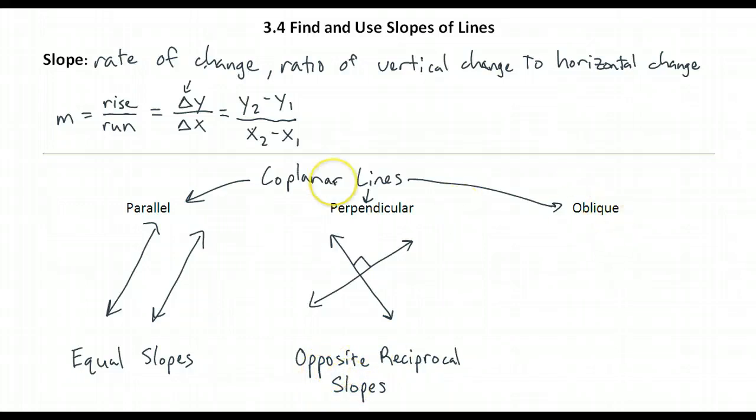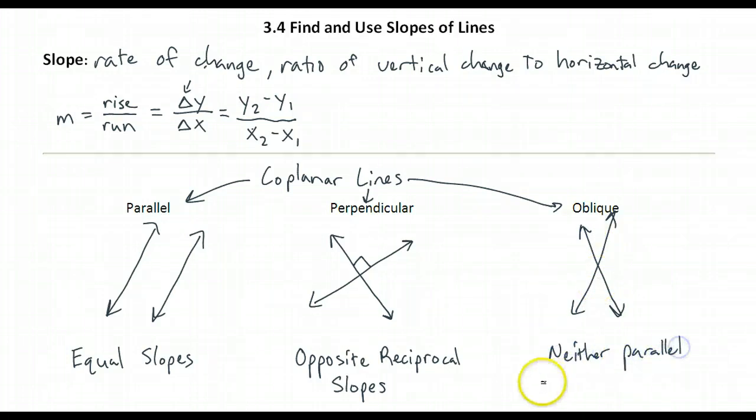And the last kind of coplanar lines are oblique lines. Two lines in the same plane that intersect, but they don't intersect to form a right angle. Oblique lines are neither parallel nor perpendicular. They are just intersecting lines. Their slopes are not equal, and they're not opposite reciprocals.